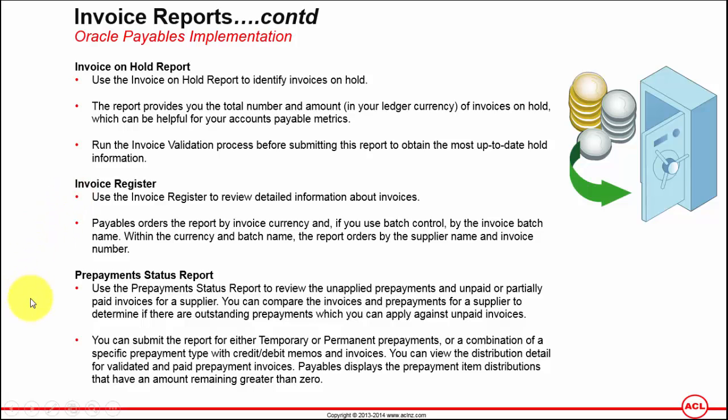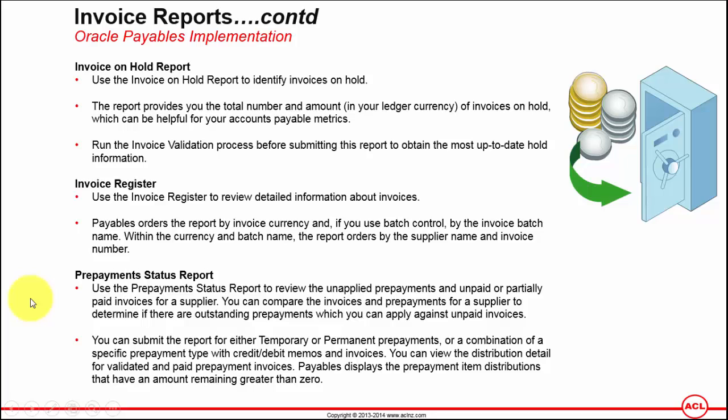And then you have Prepayment Status Report. You use this report to review your unapplied prepayments or advances received from your supplier and any unpaid or partially paid invoices for a supplier. You can compare the invoices and prepayments for a supplier to determine if there are any outstanding prepayments which can potentially be applied to unpaid invoices. You can submit the report for either temporary or permanent prepayments or a combination of both, or a combination of a specific prepayment type with credit memos, debit memos and invoices.